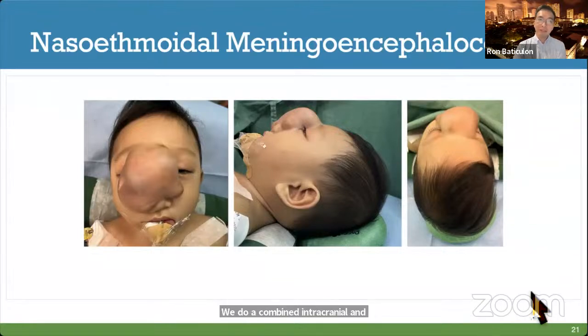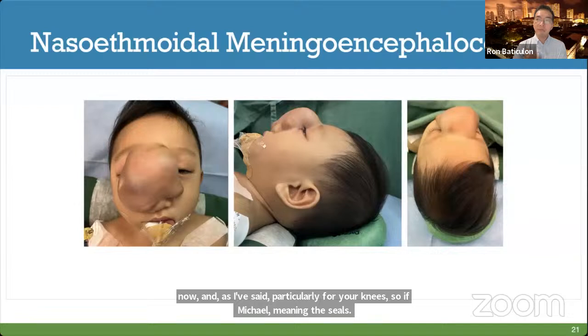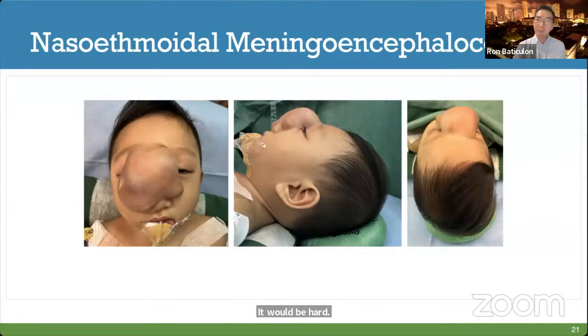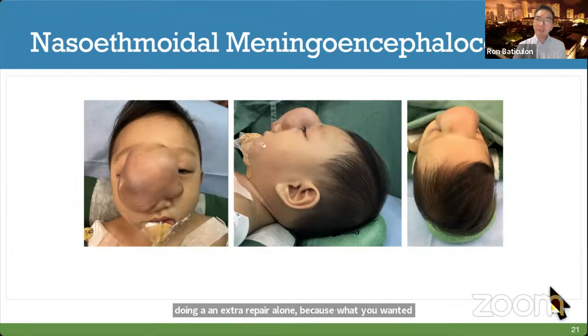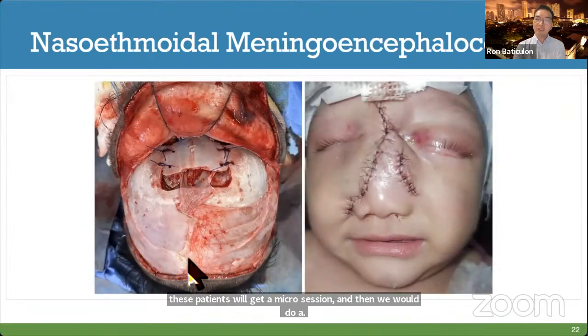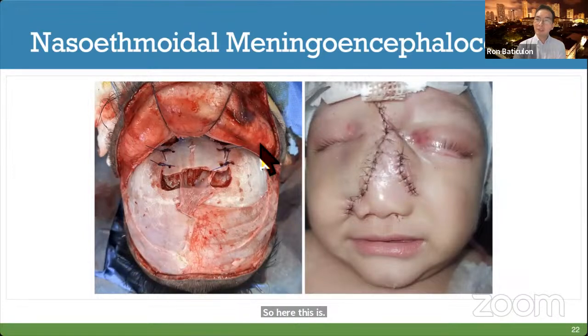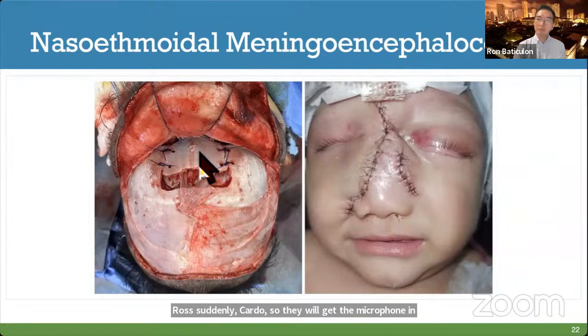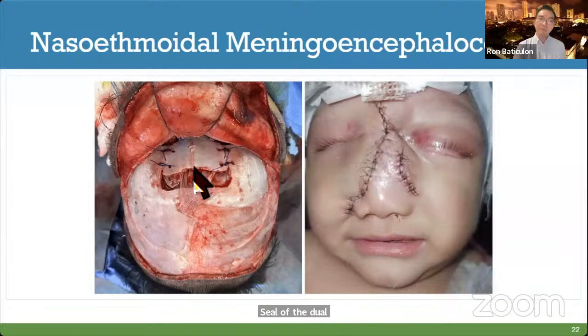And as I've said, particularly for your nasoethmoidal meningoencephalocele, personally I wouldn't recommend just doing an extracranial repair alone, because what you want to do is be able to find normal dura. So these patients would get a bicoronal incision. Here, this is rostral and this will be caudal. We would do a mini frontal craniotomy, elevate the bone, find the dural defects, seal off that dural defect, usually with a pericranial graft, then put in a vascularized pericranial graft onlay, and then replace the bone back.